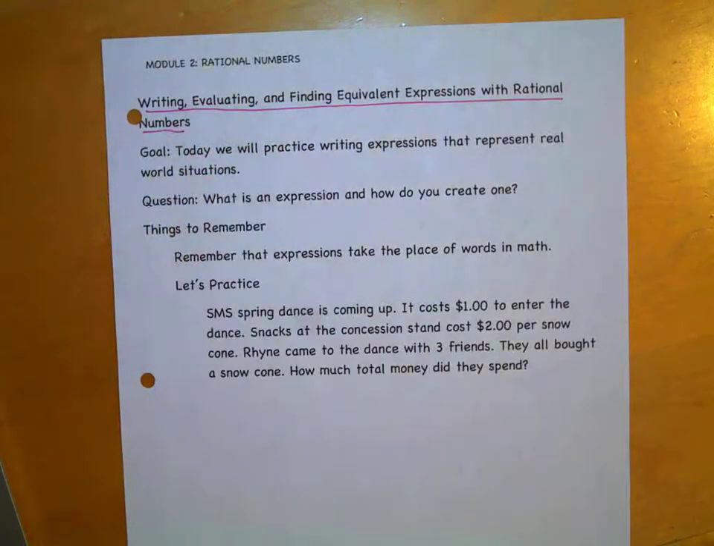Our goal for today, we will practice writing expressions that represent real-world situations. So we have been talking a lot about understanding the difference between positives and negatives and rational numbers and what makes a rational number, and multiplying and dividing them, and the commutative property, the associative property, the distributive property. We've talked about adding and subtracting rational numbers and integers, and today we're going to take all of that information and put it together in order to practice writing expressions that represent real-world situations.